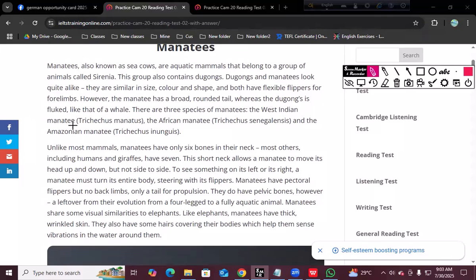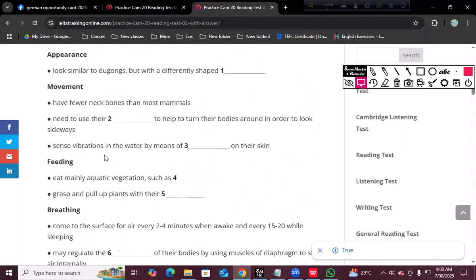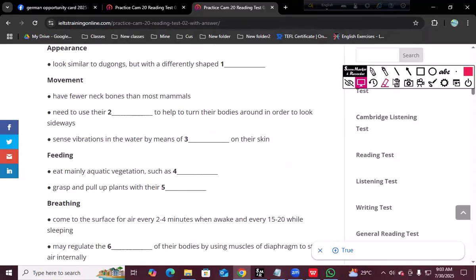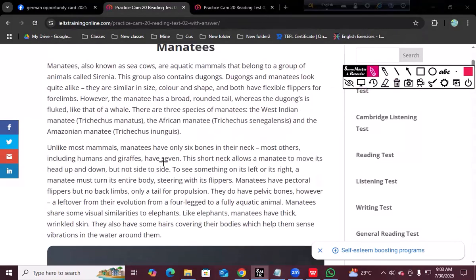Oh, still manatees. Unlike most mammals, manatees have only 6 bones in their neck. So they were talking about bones, have fewer neck bones than most mammals. Most others, including humans and giraffes, have 7. This short neck allows a manatee to move its head up and down.